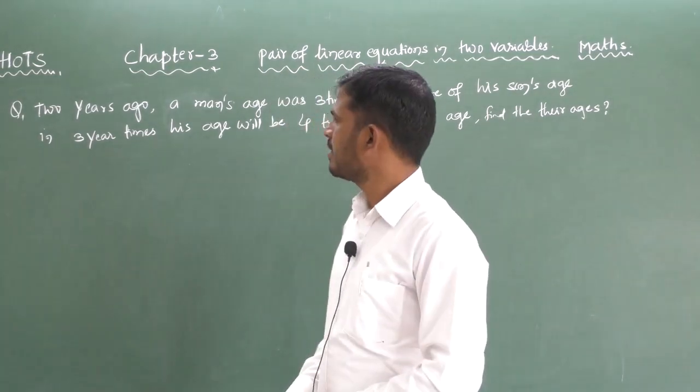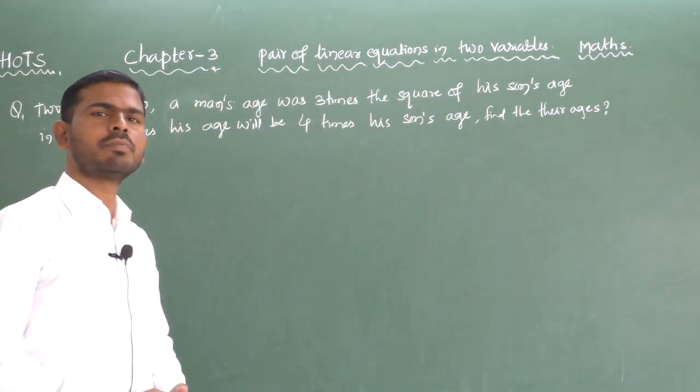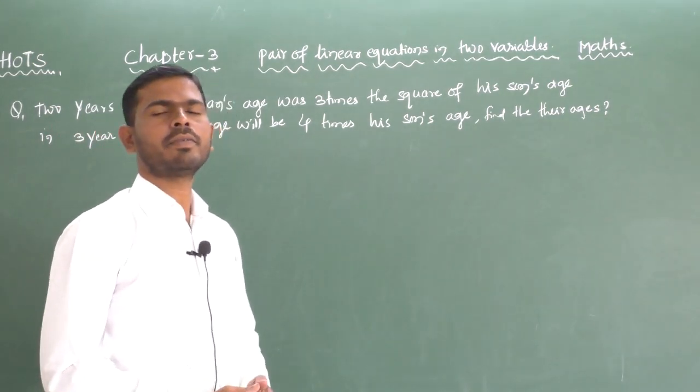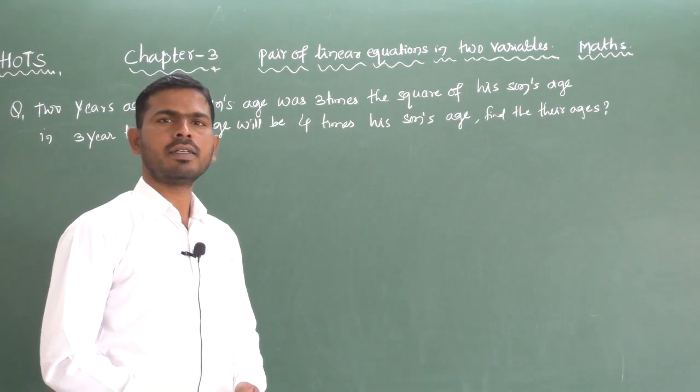Next question is an age related problem. This is also a most important type of problem on a pair of linear equations. Let us see how to find the age of son and father.